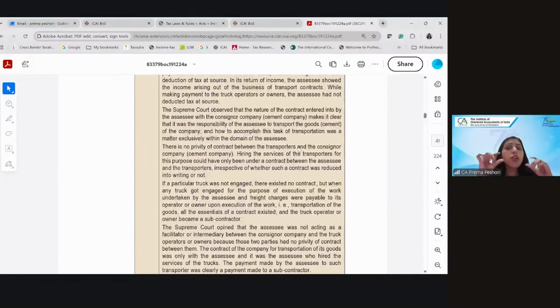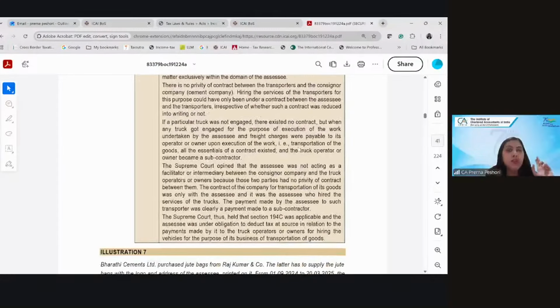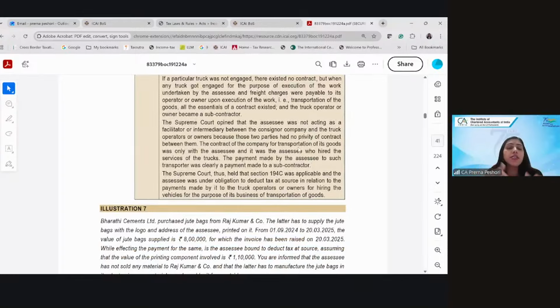So if the particular truck was not engaged, there existed no contract. But when any truck got engaged to undertake the cement transportation, and the freight charges were payable to the operator, then there existed a contract between both of them. So the Supreme Court opined that the assessee was not acting just as an intermediary between the cement company and the truck operator. The assessee actually entered into a contract with the truck operator. So the assessee actually subcontracted the work to the truck operator.